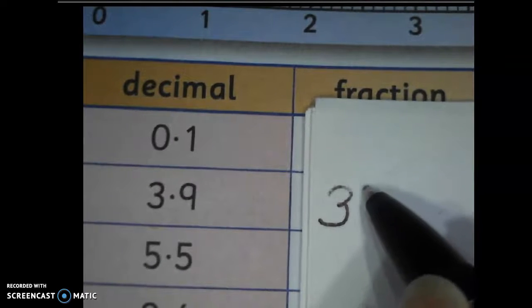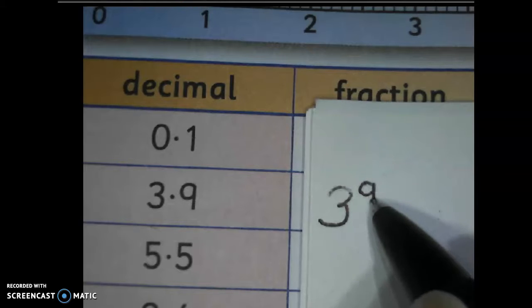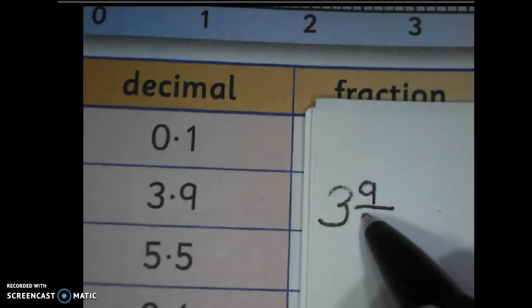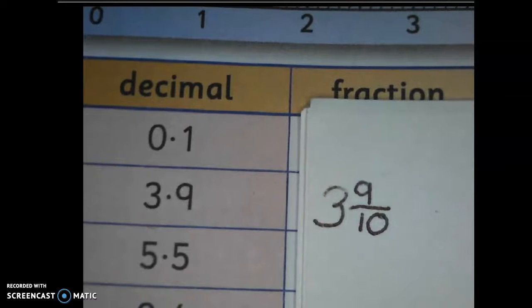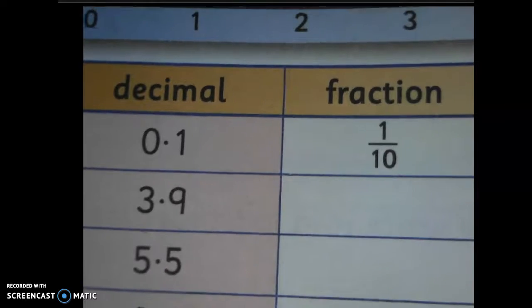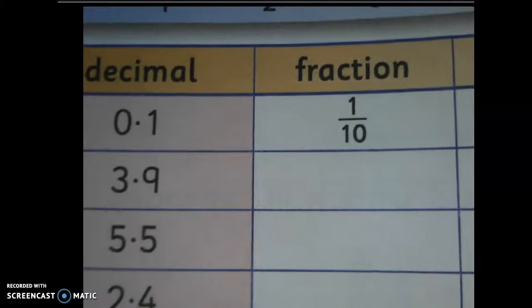Which would look like this. 3 and 9/10, and F is the letter. Let's have a look at another one here.